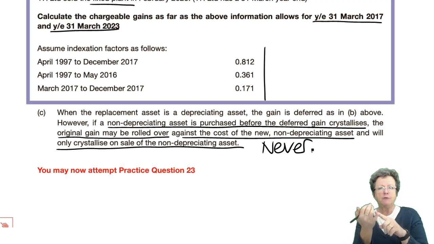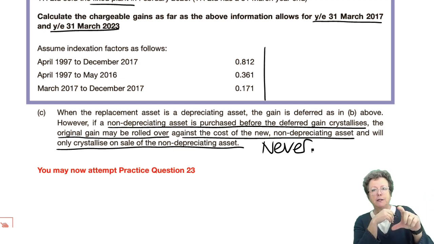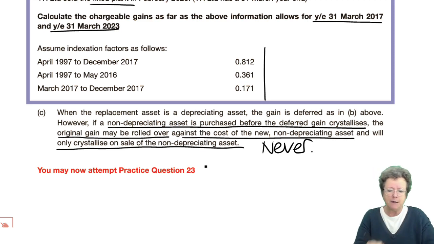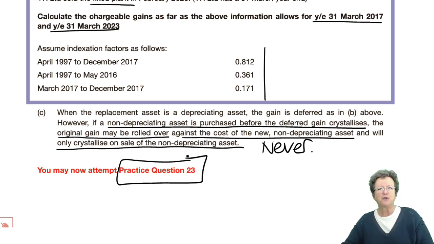But rollover relief and holdover relief are the two most important ones for companies. So go through this chapter again. Go back and do the individuals chapter on rollover relief and all the other reliefs, and make sure that you understand rollover relief and holdover relief properly. It's dealt with in quite a lot of depth in that chapter, and then come back and do this again. And then when you're happy, we have practice question 23.